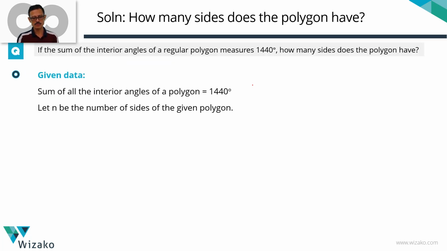Key data is this information that the sum of the interior angles is 1440. Let's assign a variable. We'll call it n, which is the number of sides that the polygon has got. We'll have to find the answer for n. If we find the value for n, that gives us the answer to this question.